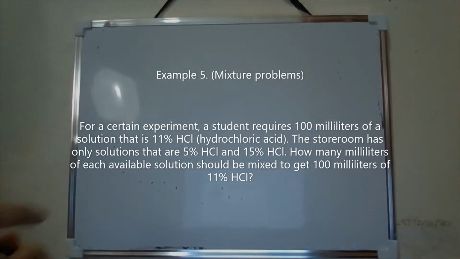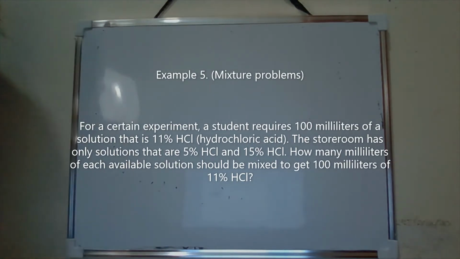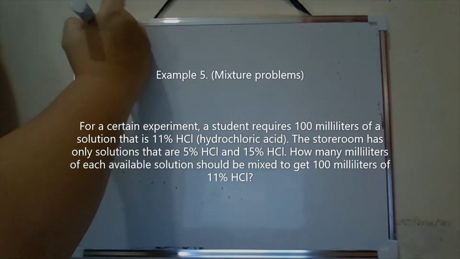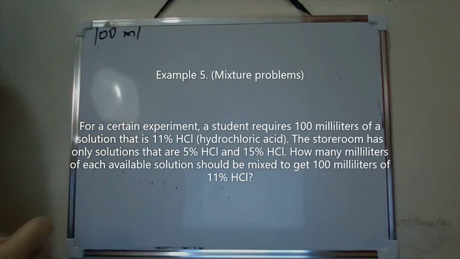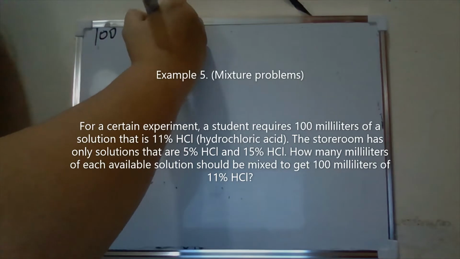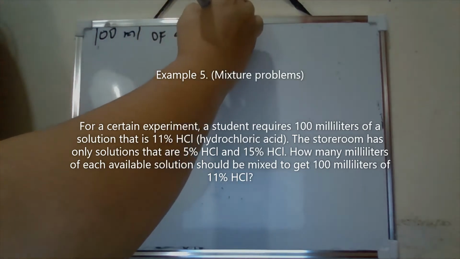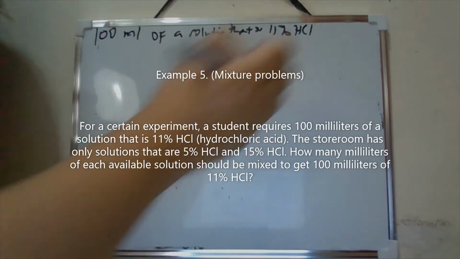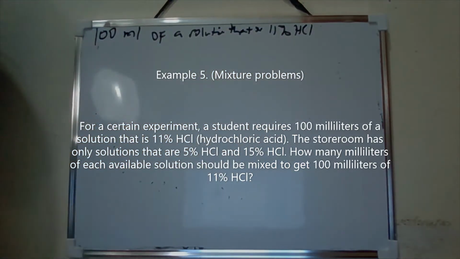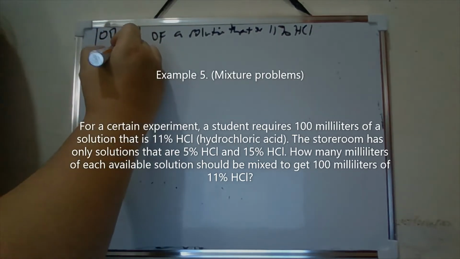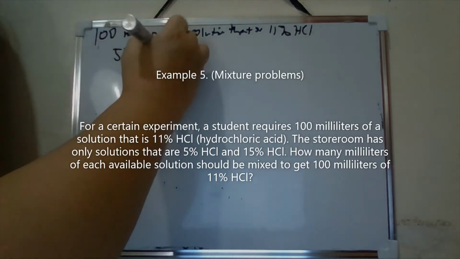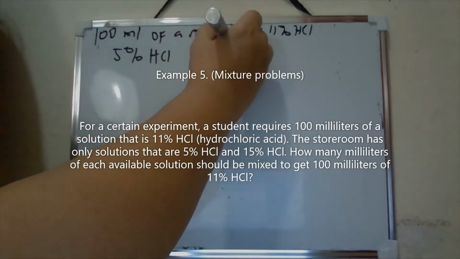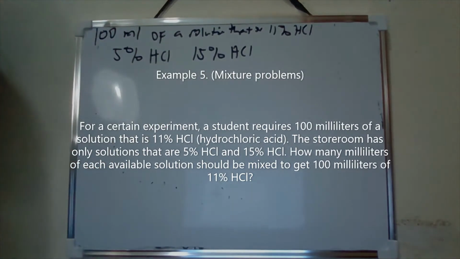For a certain experiment, a student requires 100 milliliters of a solution that is 11% hydrochloric acid. Let me just write the details. Now, the storeroom has only solutions that are 5% and 15% hydrochloric acid.